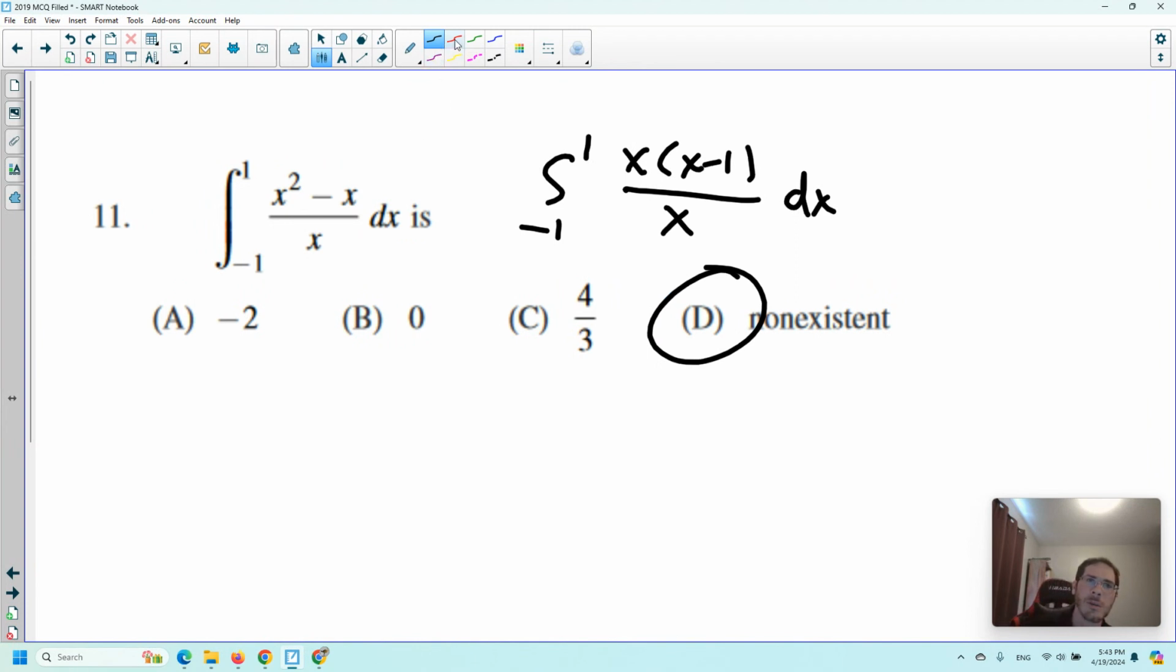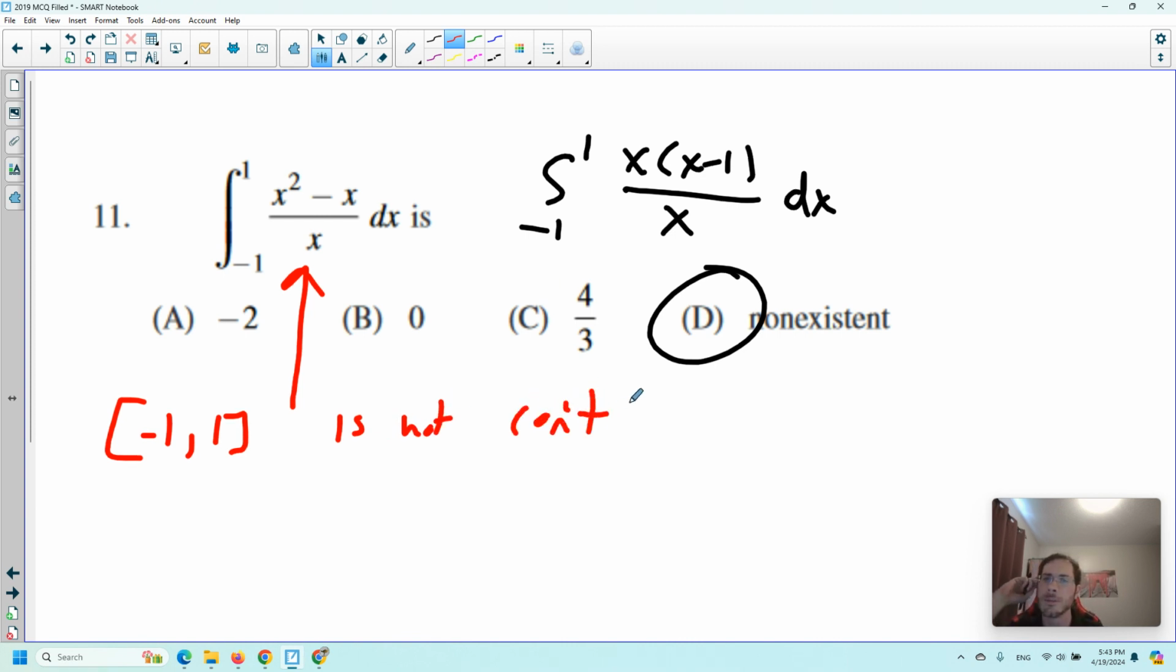We have to remember, from negative 1 to 1, this thing is not continuous. So we're actually not allowed to take the integral of it. So again, the one rule for an integral is we needed our thing to be continuous. We can see that if we try to plug 0 in, it just doesn't work. So, non-existent. It just breaks here at 0. So it's not continuous at x equals 0.